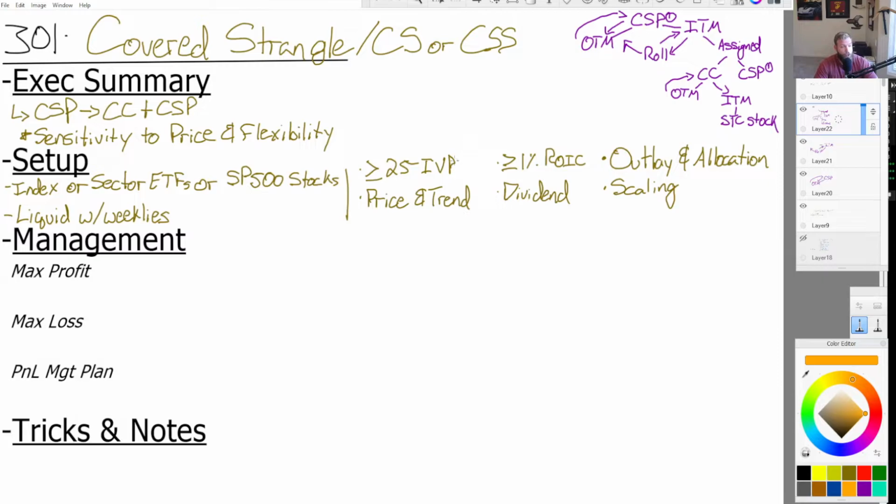Now, this is a short premium strategy, so I tend to prefer higher implied volatility percentile. Something higher than 25% typically is good.